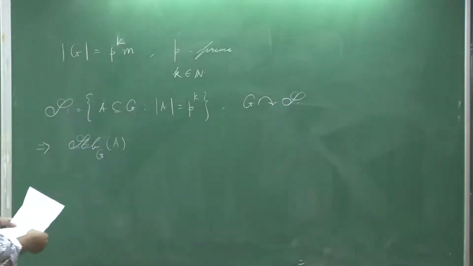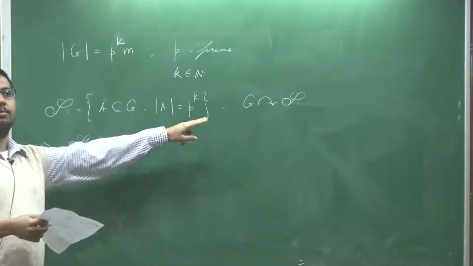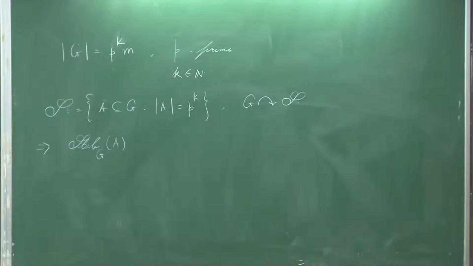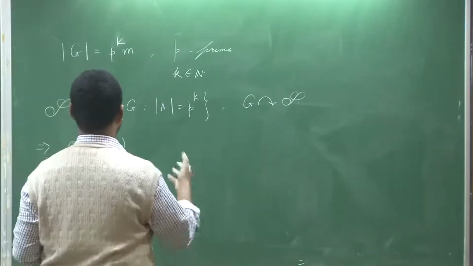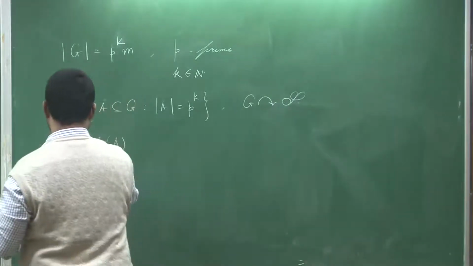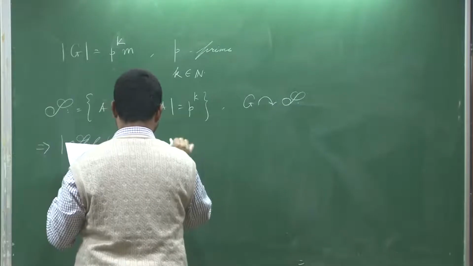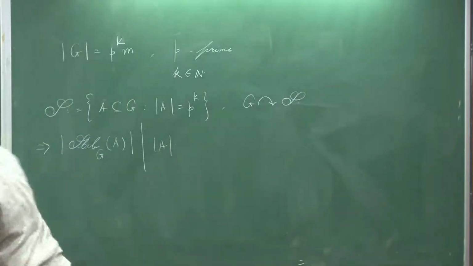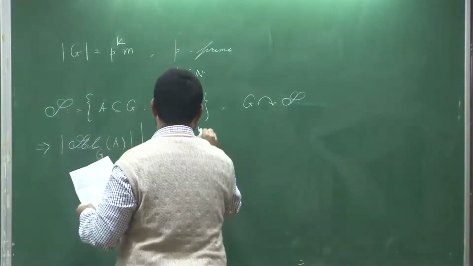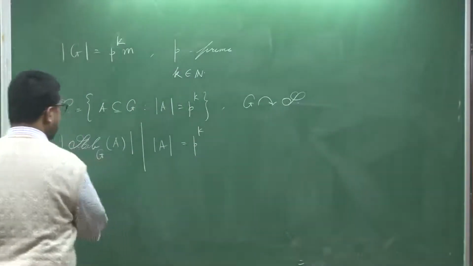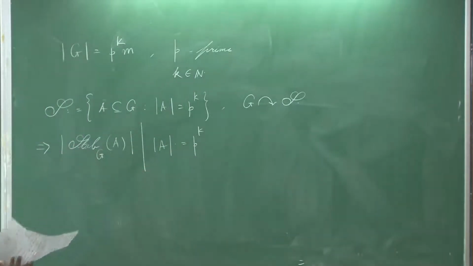So, this is by symmetry. If A has order p to the power k, gA will also have order p to the power k, because left multiplication by g gives us a permutation of G. So, this must divide the order of A, just an immediate application of this. So, this is p to the power k. This could be either p to the power k or could be less.